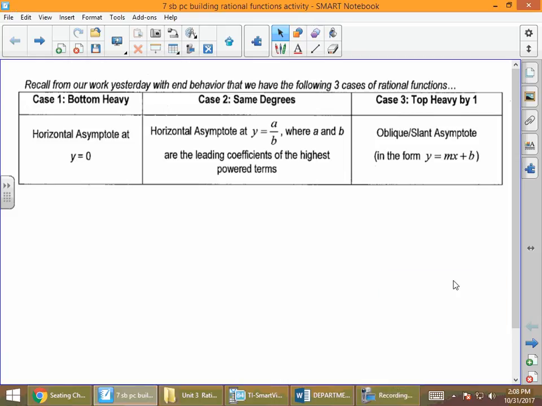Going to talk about building rational functions and specifically writing equations of rational functions today.